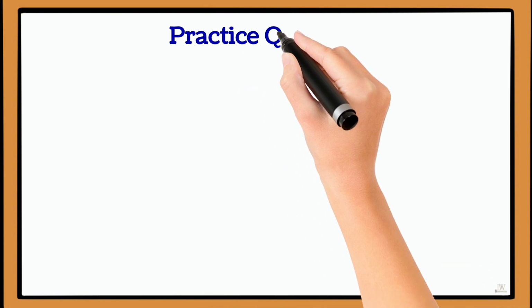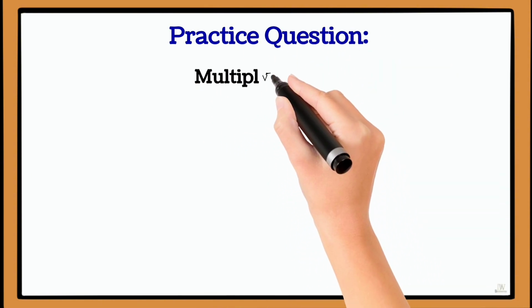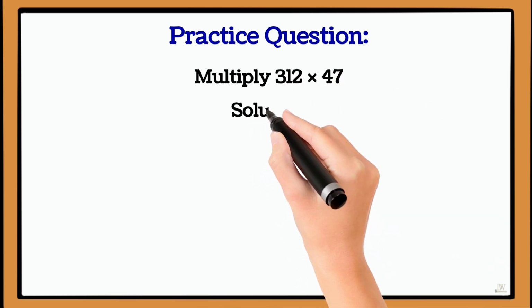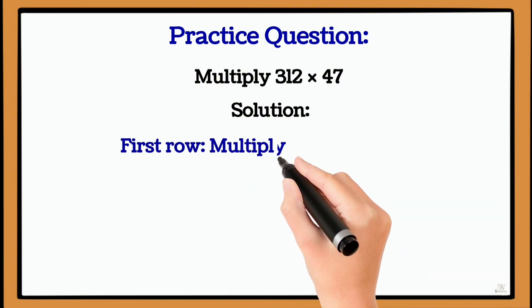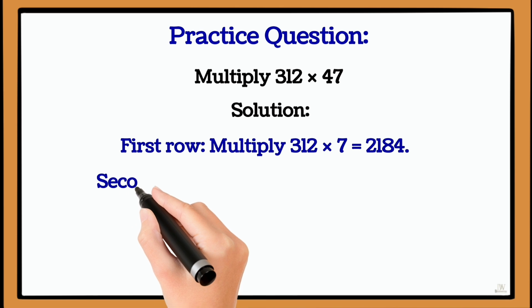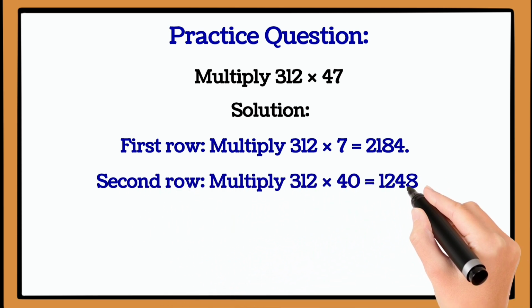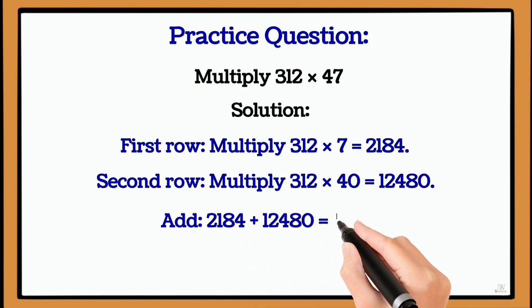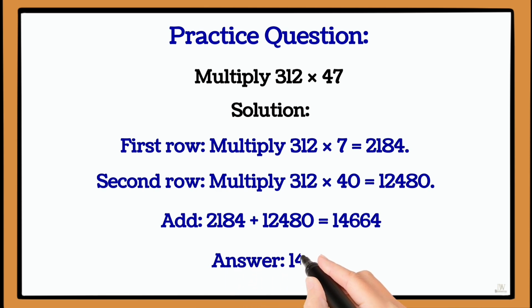Practice question. Multiply 312 by 47. Solution. First row, multiply 312 times 7 is equal to 2,184. Second row, multiply 312 times 40 is equal to 12,480. Add, 2,184 plus 12,480 is equal to 14,664. Answer, 14,664.